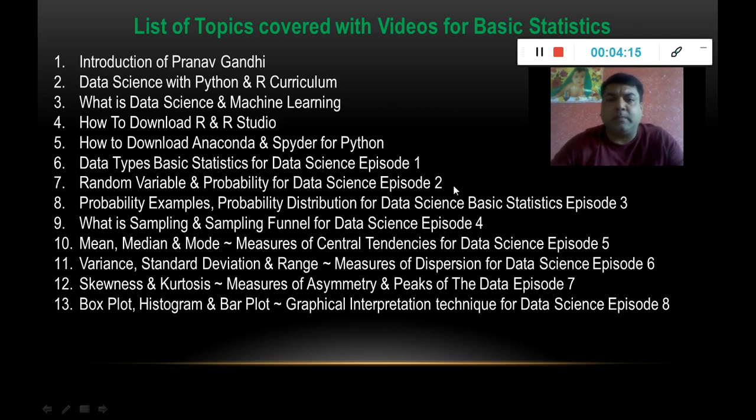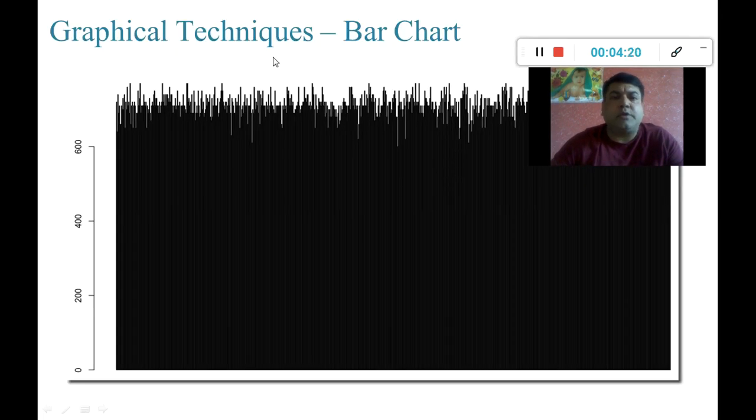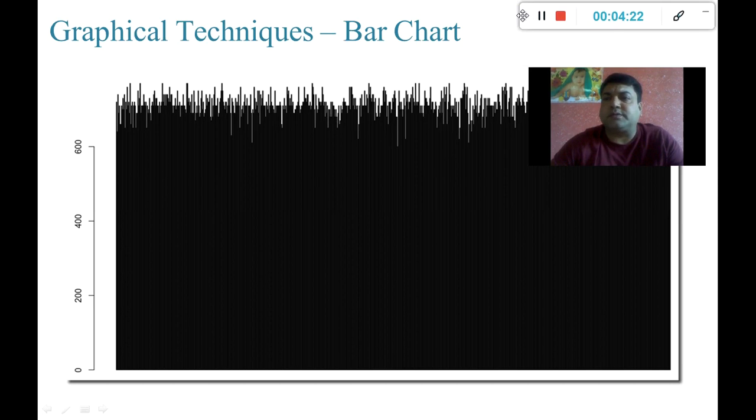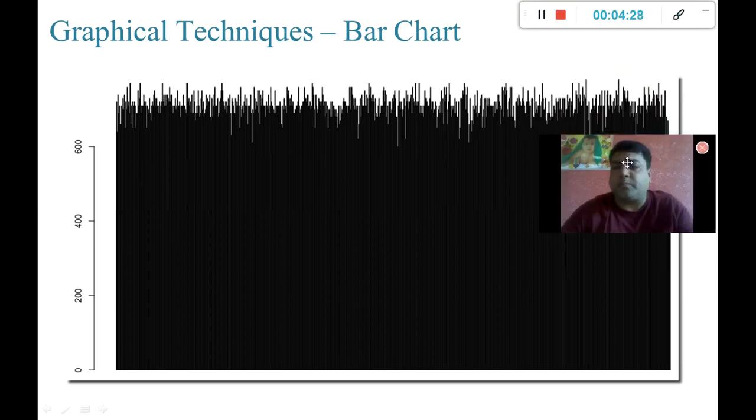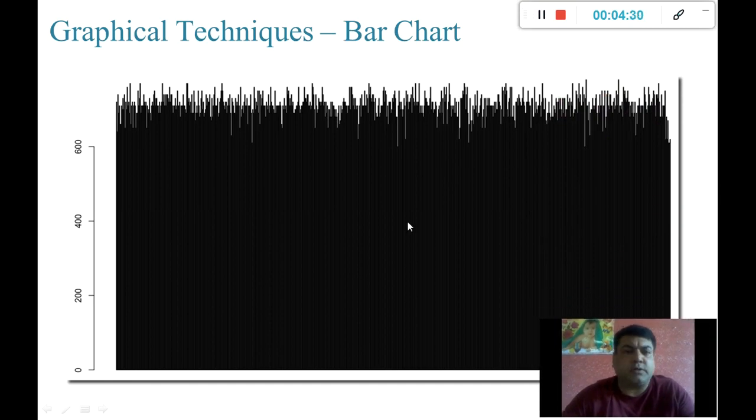So if you see here, this is going to be the first plot which we are going to discuss, right? And this plot is called a bar plot. Now what you visualize from this particular plot, it's like paint given on a wall or on a paper. Just everything is black, we can't make out anything out of it.